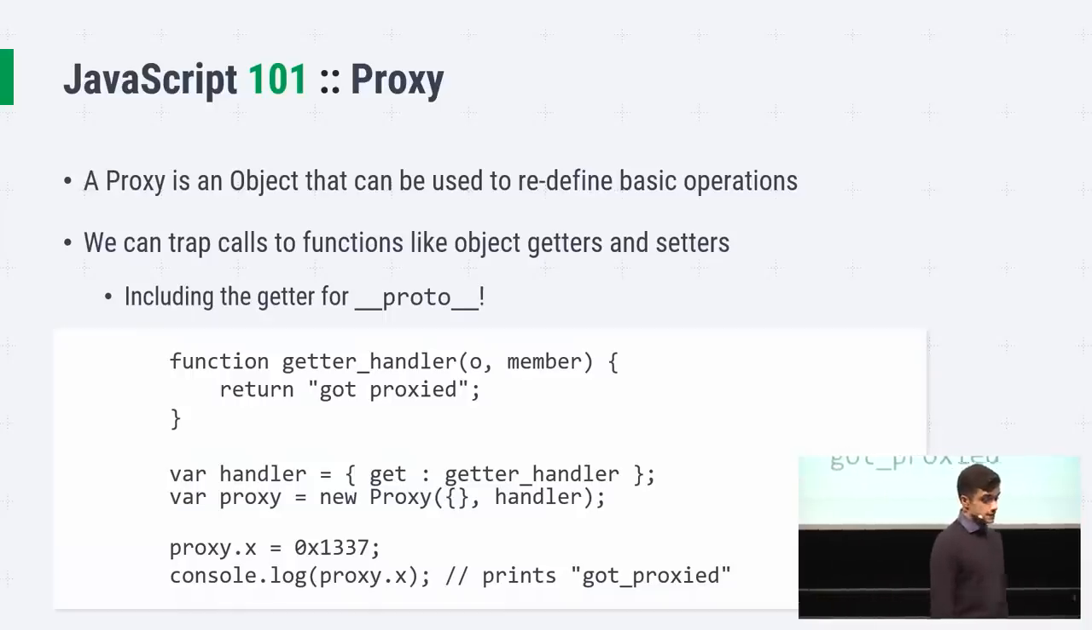JavaScript also has something called a proxy. A proxy is an object that can wrap another object and redefine basic operations, like getters and setters. In our case, we redefined a getter in which we're supposed to get x to be 1337. But because the proxy redefines the behavior, the getter handler is actually what gets called. So we redefined the basic operation of the getter, and in this way we trapped the function call to the getter of this object.